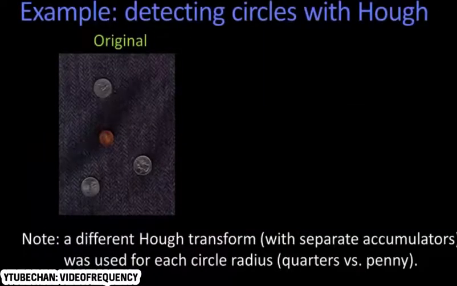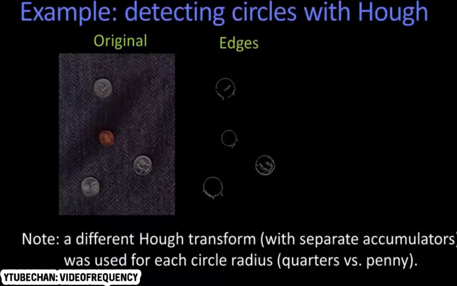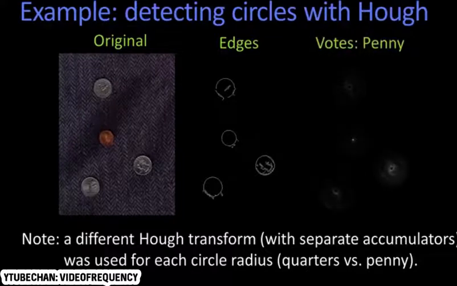All right? So basically, you can take this and you can compute the edges, and then here's an edge image of that, and then we can look for circles. Now, we're going to use the known radius method. So let's suppose we start with the radius for a penny, all right? And you can probably see that there's this nice bright spot right here in the middle. That corresponds to the penny.